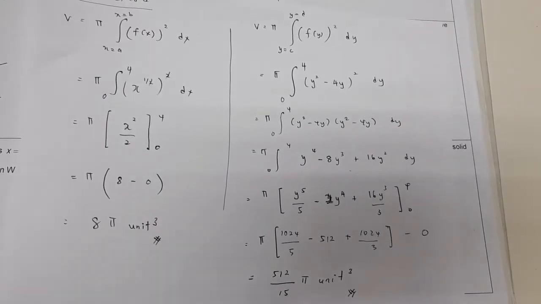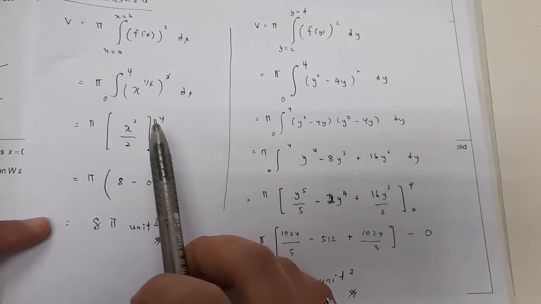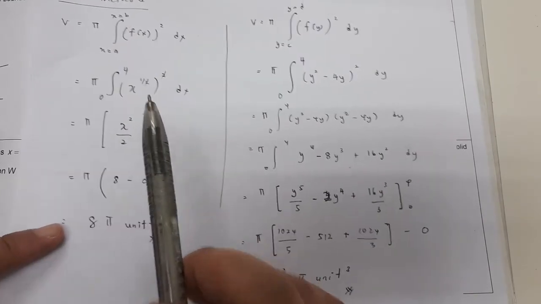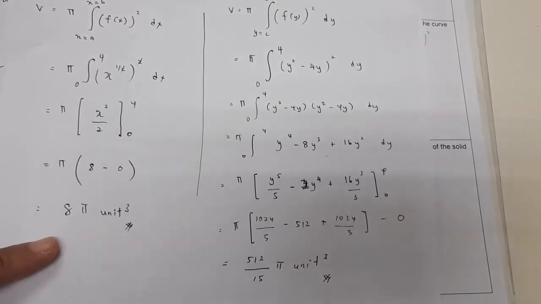Okay, in these two examples, number 1, the revolution is about the x-axis, and number 2, the revolution is about the y-axis.